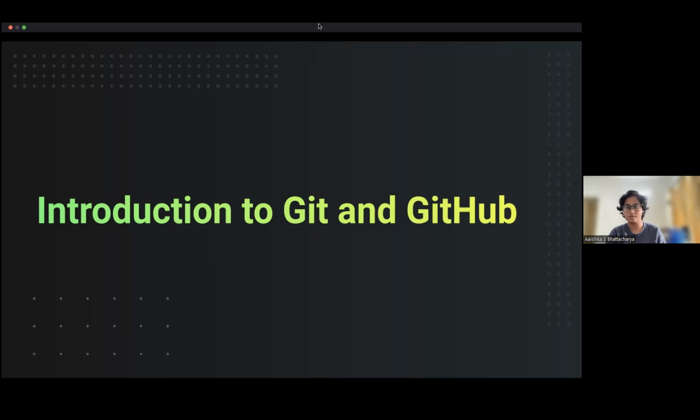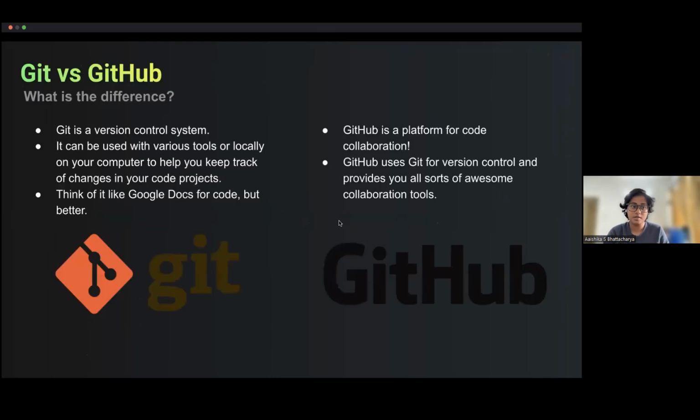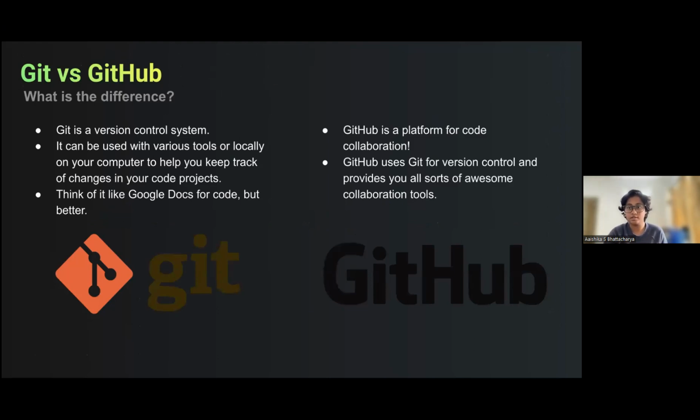So I guess we can get started with introduction to Git and GitHub. So first up, there's a very big question. What's the difference between Git and GitHub? So Git, as you can see here on the screen, is a version control system which can be used with various tools or locally on your computer to help you keep track of changes in your code projects. Think of it like Google Docs for code, but better.